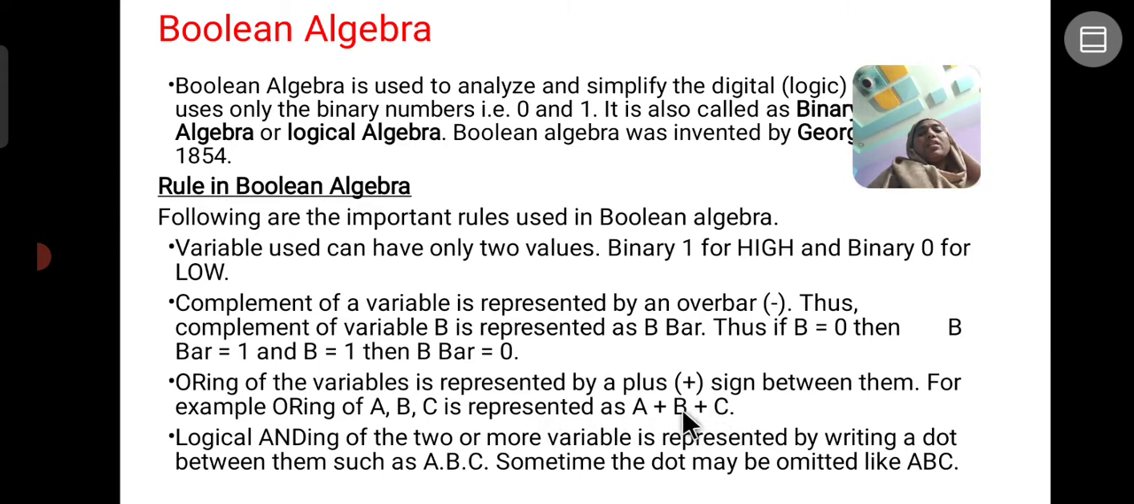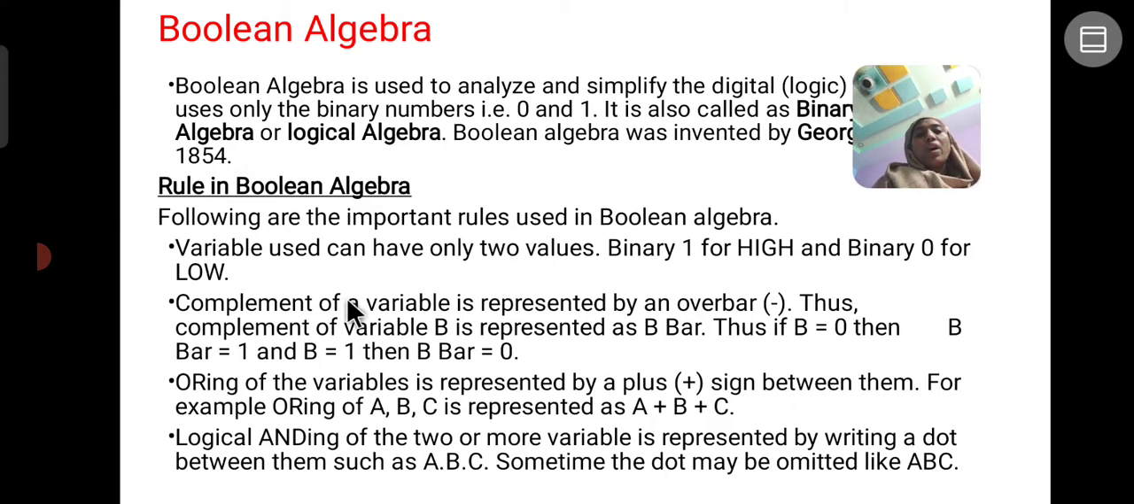This is the ORing. So next, the fourth is nothing but logical ANDing of two or more variables, which is represented by writing a dot between them, such as A dot B dot C. Sometimes the dot may be omitted, like ABC. So ABC is ANDing between the three inputs. What is AND? AND is nothing but the output is 1 when and only when all the inputs are 1. So it is nothing but the dot product.